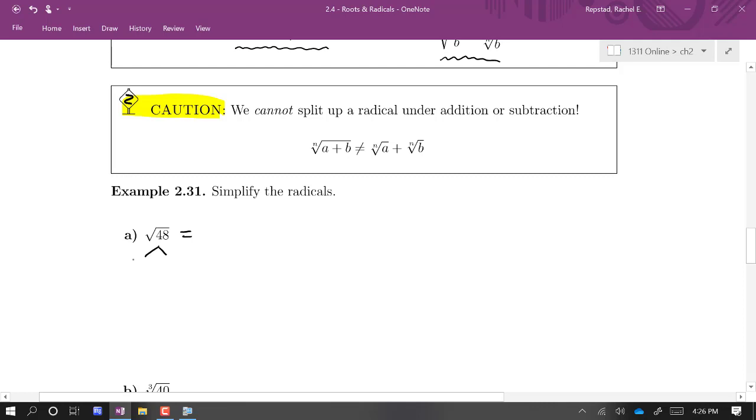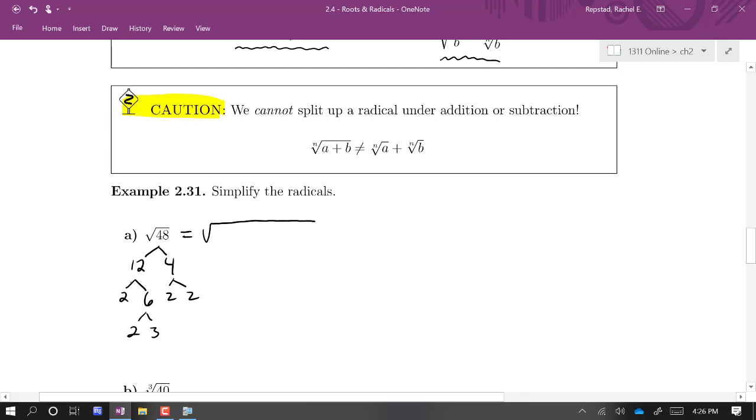So 48 is 12 times 4, and 12 is 2 times 6, and 6 is 2 times 3, and 4 is 2 times 2. I've factored it all the way down to primes. If you go all the way down to primes, you'll always be able to finish this process. Sometimes if you notice the same factor showing up, you don't have to go all the way down to primes.